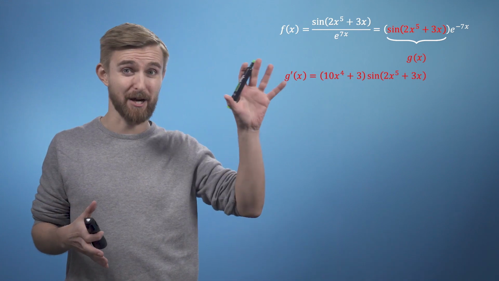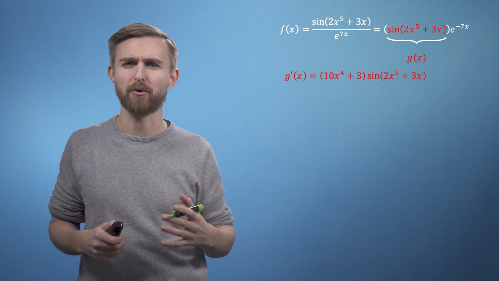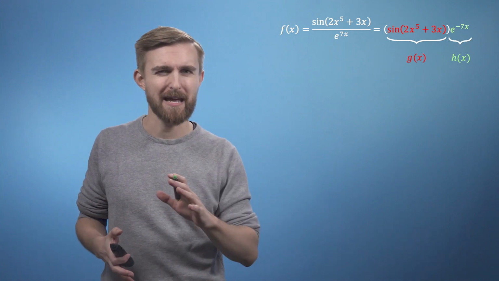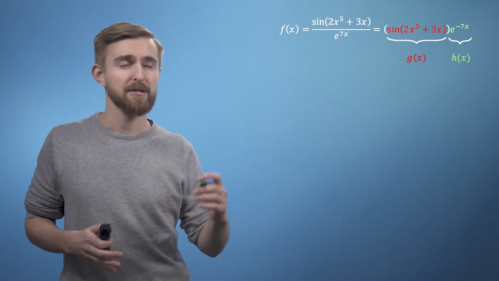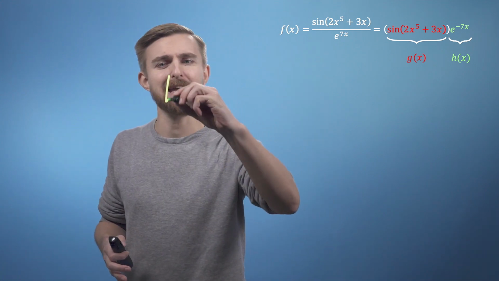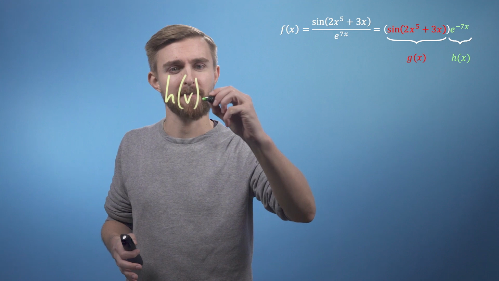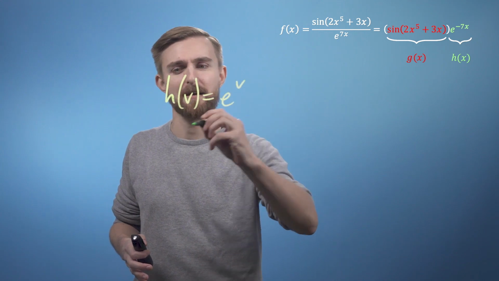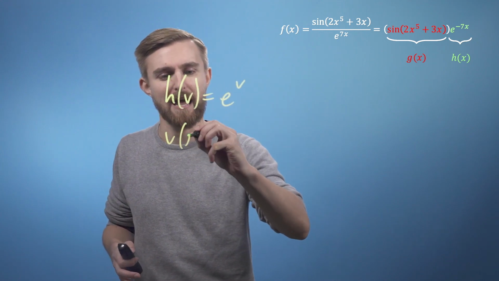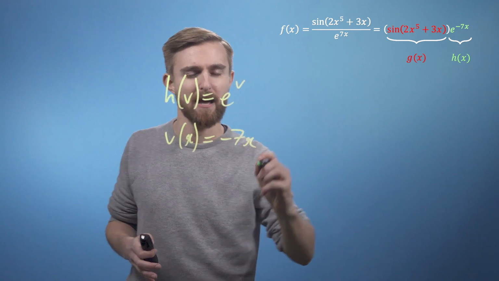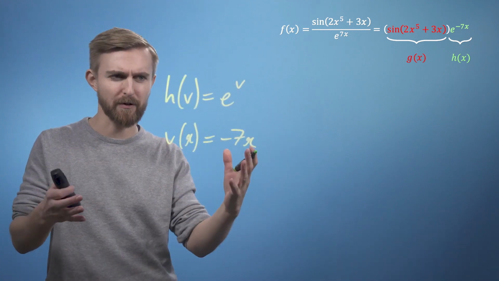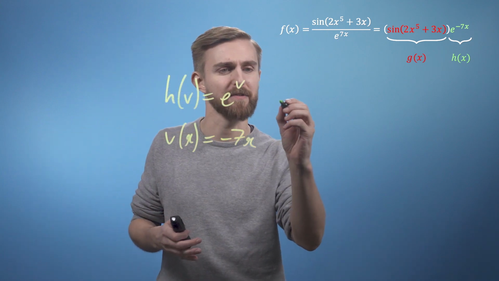Now for the second half of our original expression, which we will call h of x, once again we can simply apply the chain rule after splitting our function up. So we can say that h of v equals e to the v, and v of x equals minus 7x. Now once again, we've got our two functions, we just want to find the derivatives.